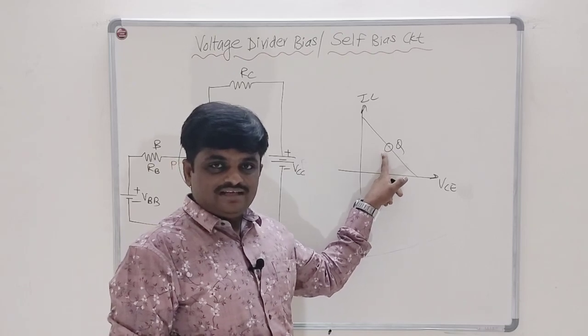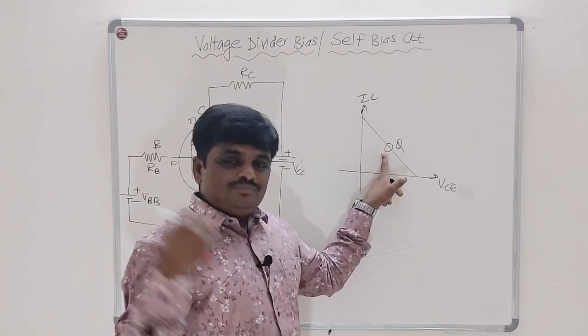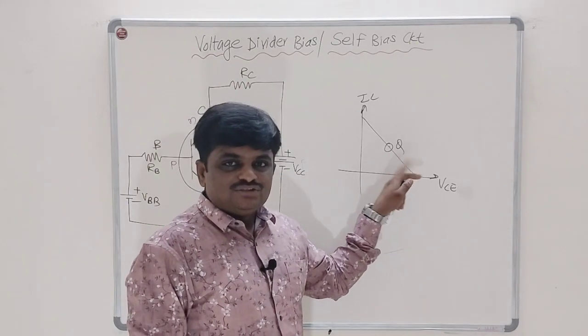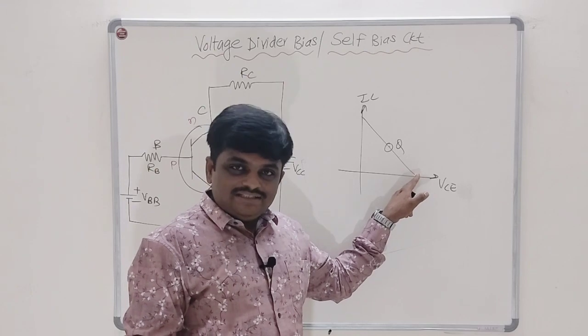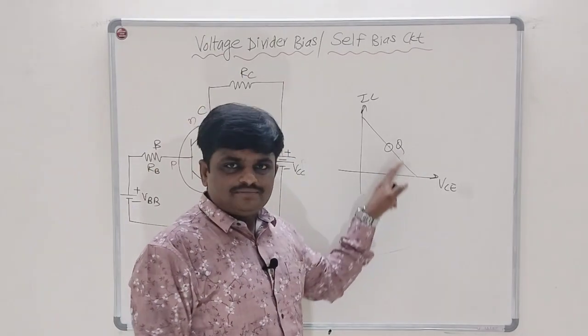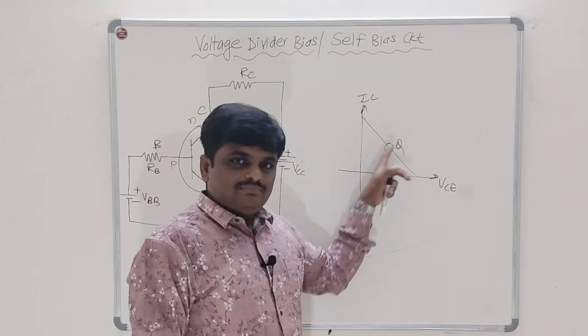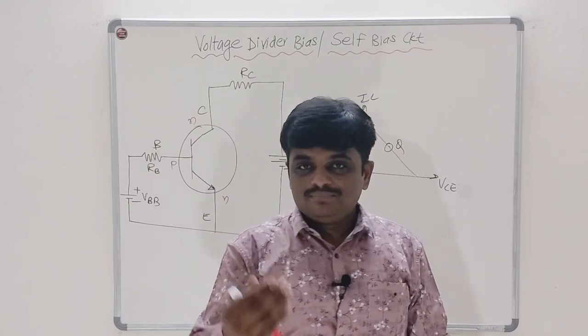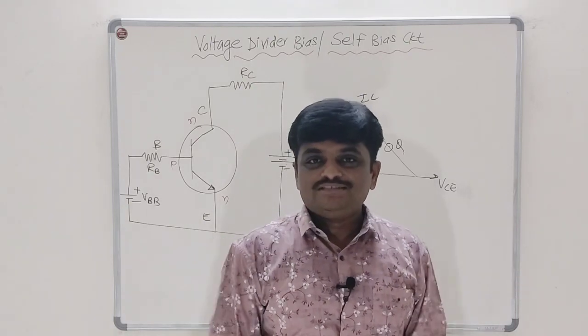The Q point is in the middle of the active region, but you may have some fluctuations in the location of the Q point. So when you use it in an application, as a switch or as an amplifier, what will happen? This Q point may go into the cutoff region or the saturation region, and there will be clippings in the output.